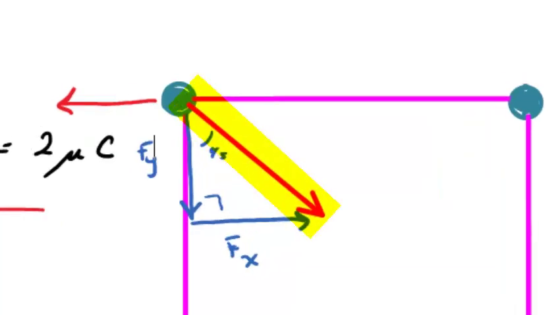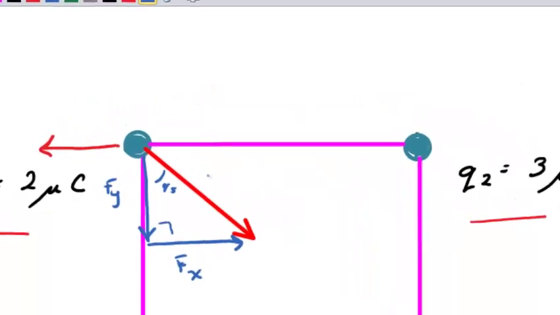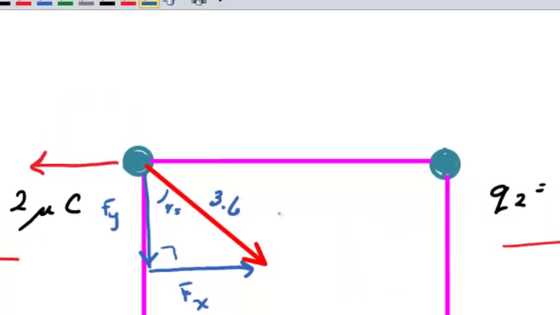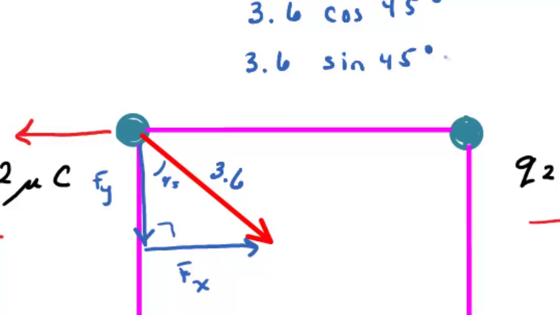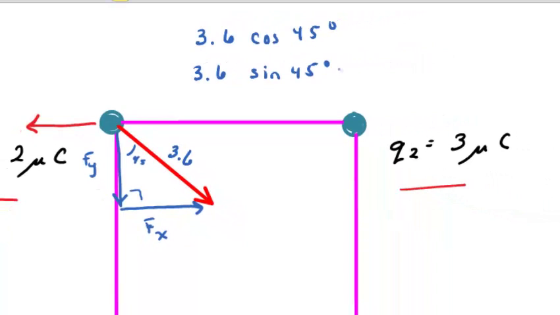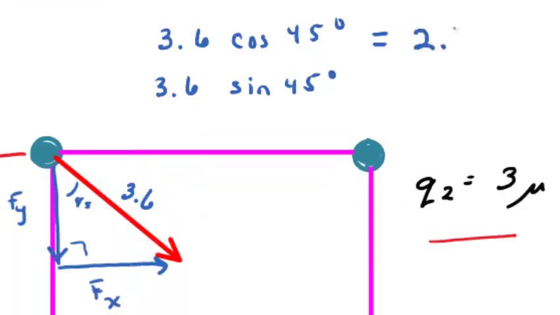Fy. To find those, we're going to take this vector here, the red one, which had a value of 3.6, and we're going to take 3.6 times the cosine of 45 degrees and 3.6 times the sine of 45 degrees. Of course, because it's a 45-degree angle, the cosine and the sine are the same value, so both of those will give us the same number. The number, of course, is 2.55, and it's newtons.